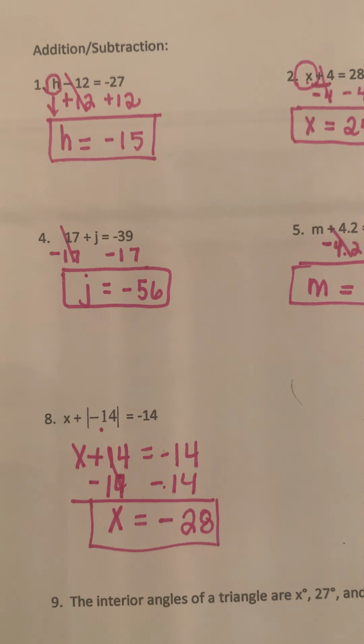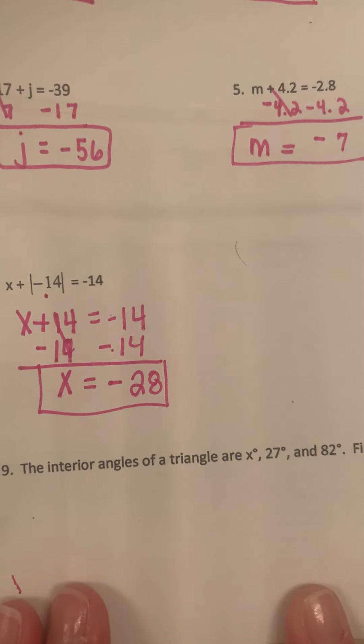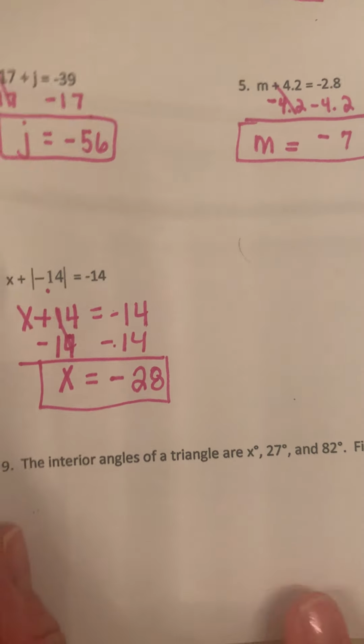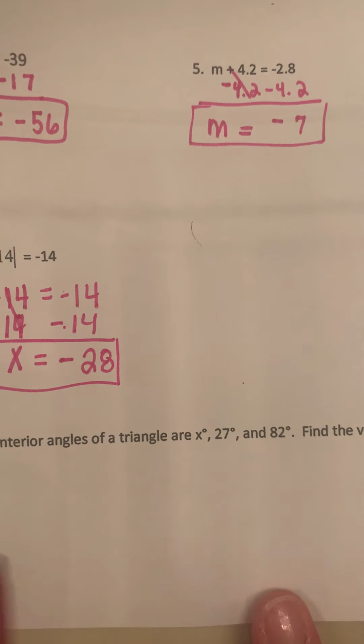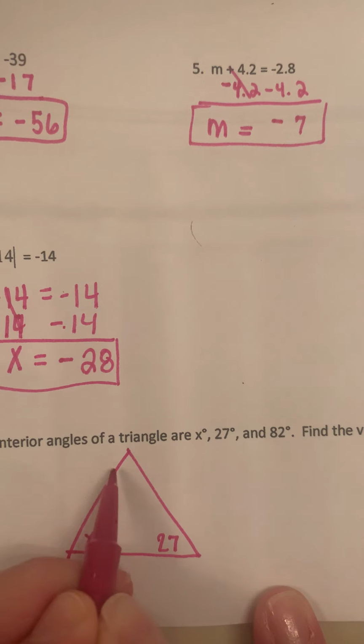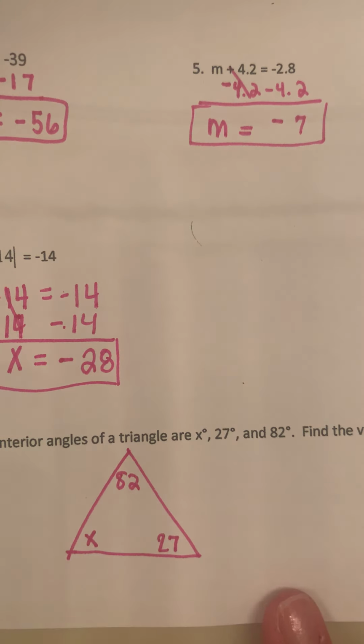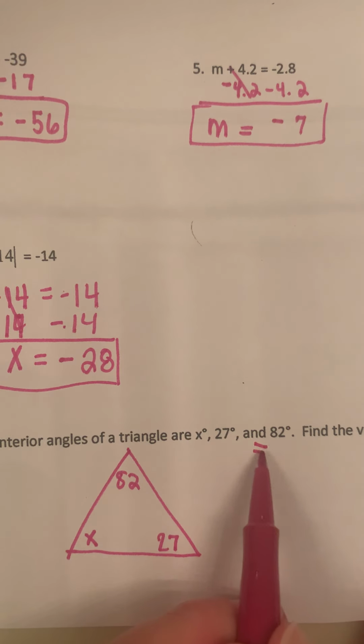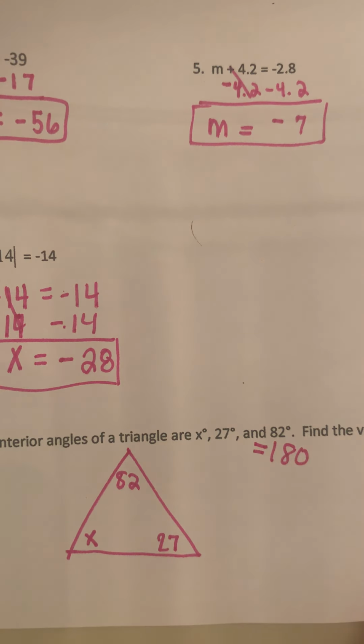At the bottom is a little word problem from geometry. It says the interior angles of a triangle are x, 27, and 82. So sometimes it does help to write it out. The first thing you have to know is how many degrees are in a triangle. I hope you guys know that they add up to 180.